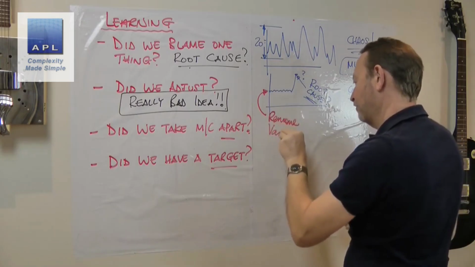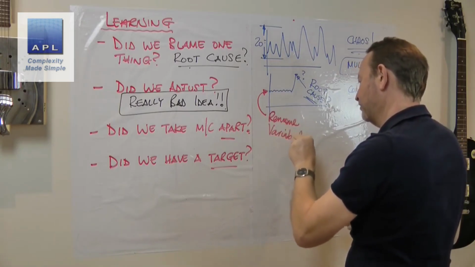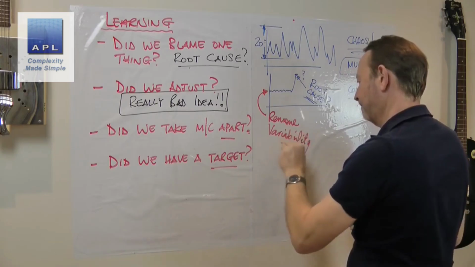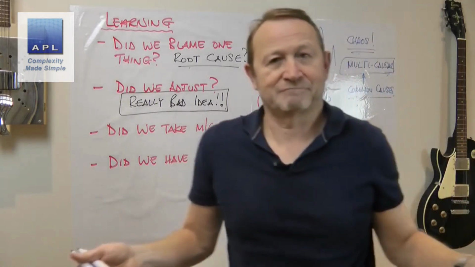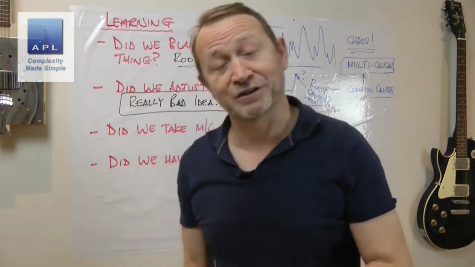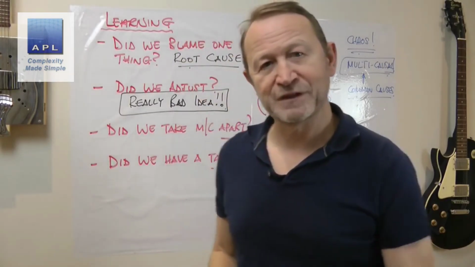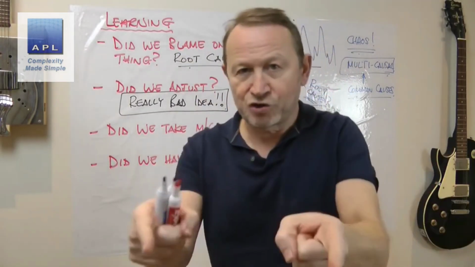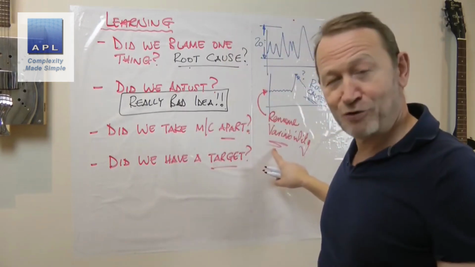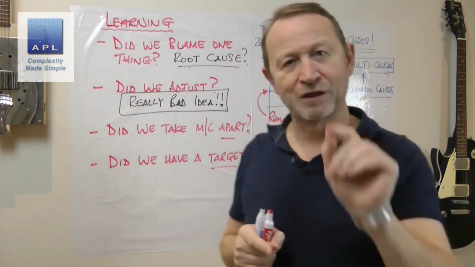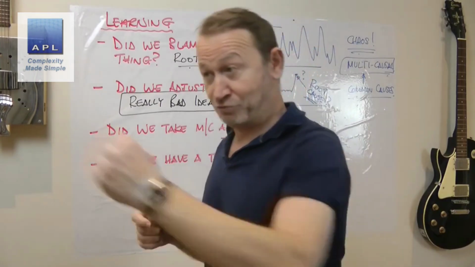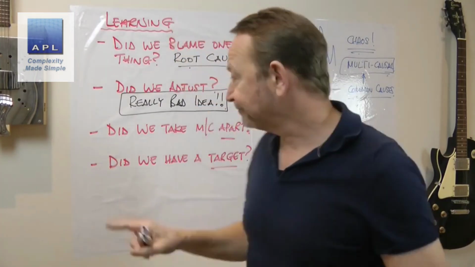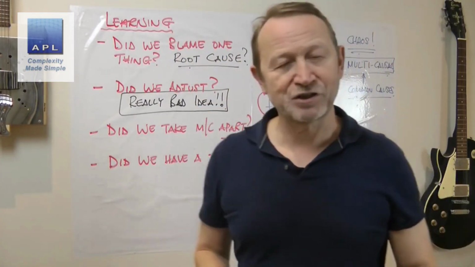Your target was to remove variability. I didn't care where you landed. I just wanted you to land in the same spot for the same setting every time. Chaos, control. You see, that's control. Removing variability is control. Now we can work on excellence, which is landing where you want to be. So did we have a target?